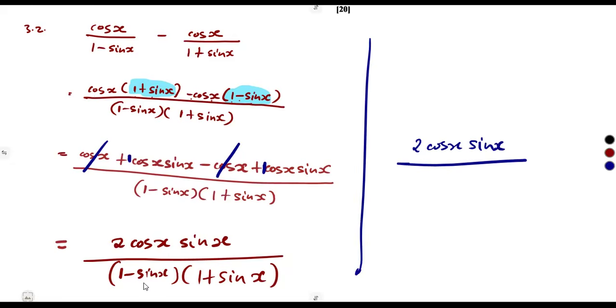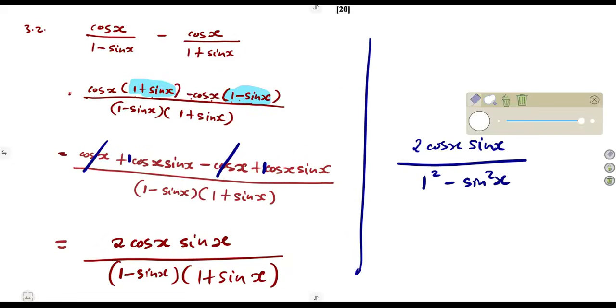This is a difference of 2 squares: 1 minus sine x into 1 plus sine x. That's a difference of 2 squares, from 1 squared minus sine squared x. 1 squared, guys, we understand this is just a 1 here. So it was just going to be a 1 like that. That's a difference of 2 squares, which is the same as what?